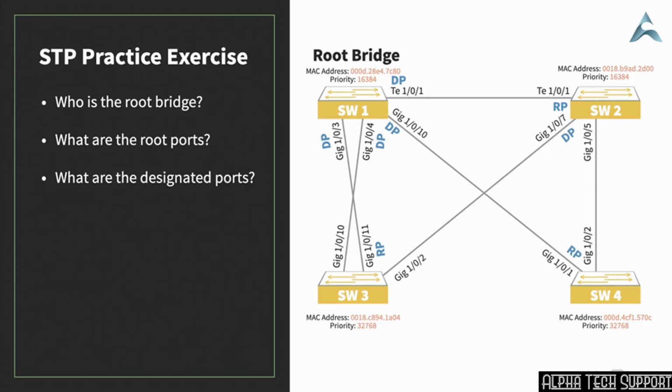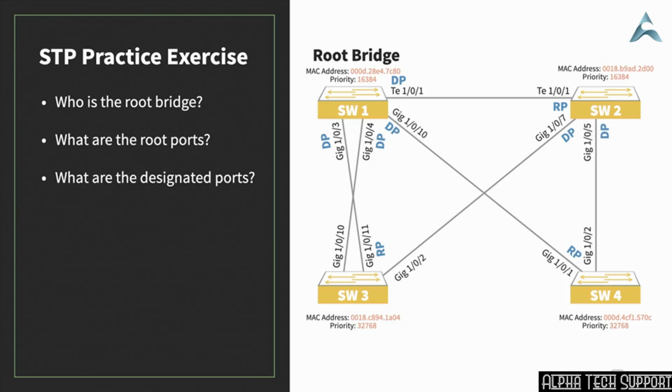And similarly, for the link between SW2 and SW4, if I'm on the SW2 side, it's a cost of 2 to get to the root. If I'm on the SW4 side, it's a cost of 4. So gig 1/0/5 on SW2, that's my designated port for that segment.